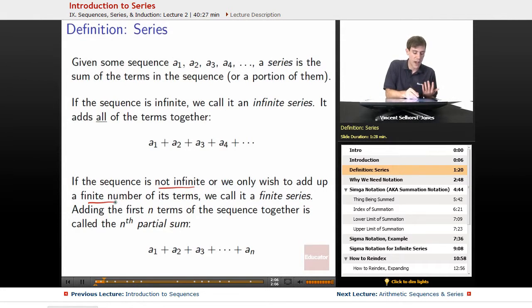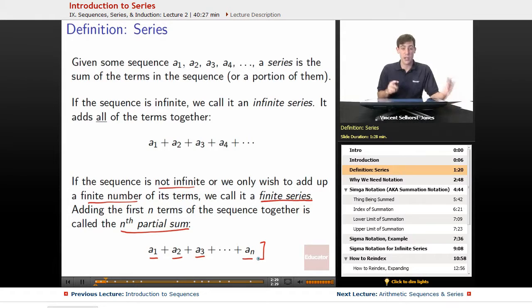On the other hand, we can talk about a sequence that's not infinite, or if we only wish to add up a finite number of its terms, right? We aren't going to add them up forever, we're just adding up a finite portion of them, a number where we can count how many there are. We call this a finite series. Adding the first n terms of the sequence together is called the nth partial sum. So if we add A1 plus A2 plus A3 up until An, but notice it just stops there. We don't go any farther past An, then that is the nth partial sum because we're adding up all the terms 1, 2, 3 up until we get to n. So it's the nth partial sum because it's only a part of our infinite sequence.